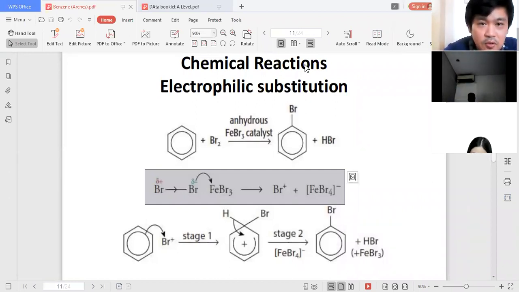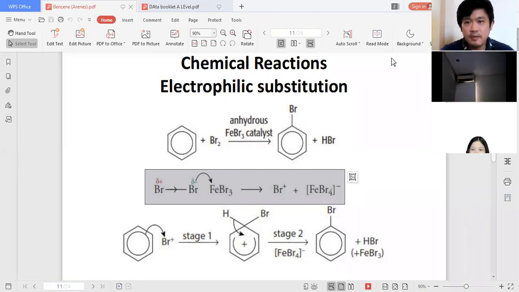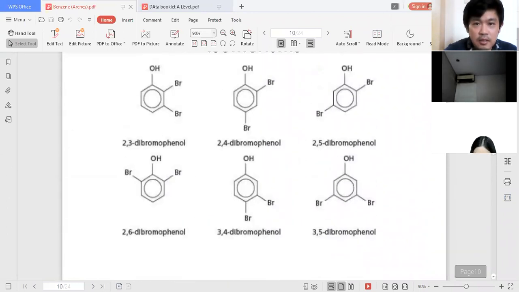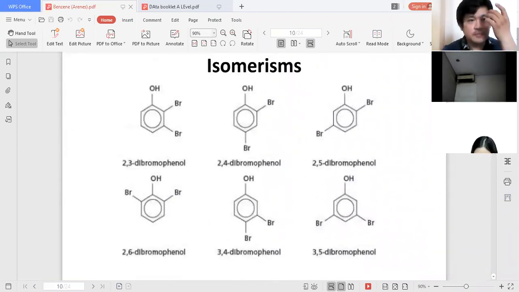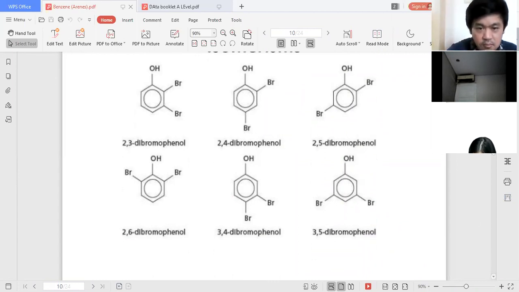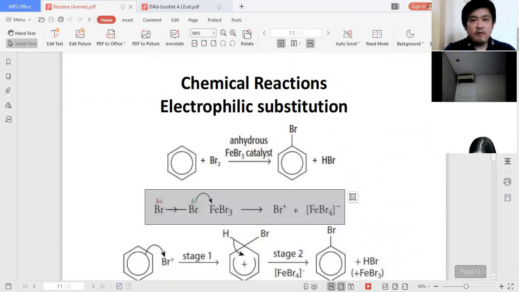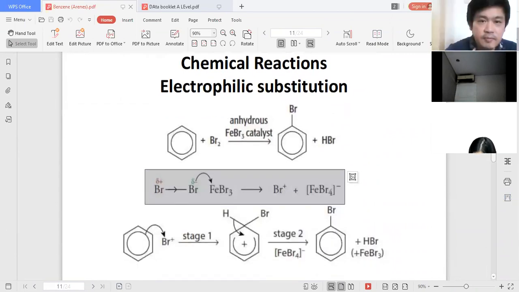Okay, let's continue with the chemical reactions. Yesterday, we learned up to isomerisms. There are many isomers, more than 5 for dibromophenol. Now for the chemical reactions.